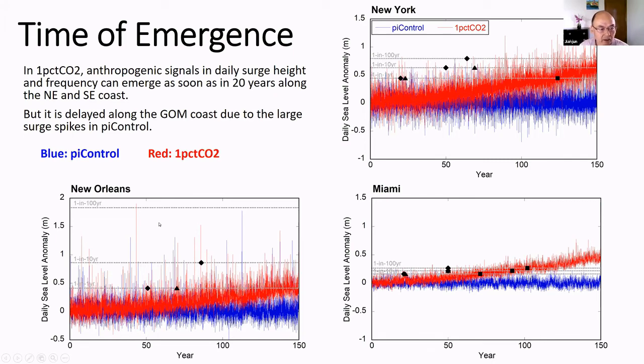But the time of emergence at New Orleans is significantly delayed. So you see this is due to the very large background surge spike. That can delay the emergence of the anthropogenic signal.